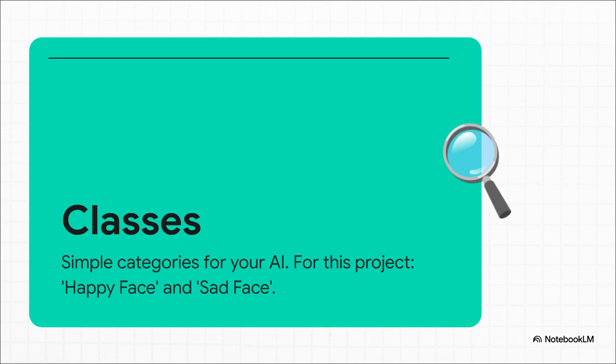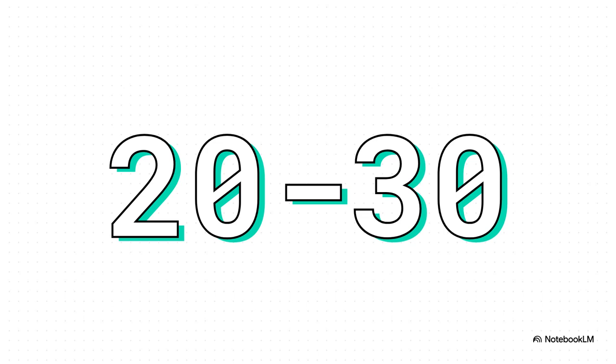Okay, so I mentioned that word classes. Don't let that trip you up. It sounds technical, but it's just a fancy word for categories. For what we're doing, it's really easy. We'll have one class called Happy Face and another one called Sad Face. That's it. Simple. So, how many pictures do we need? A really good starting point is somewhere around 20 to 30 pictures for each category. So, you'll just make a happy face, hold it, and let the webcam take a bunch of snapshots. Then, you'll do the exact same thing for a sad face.